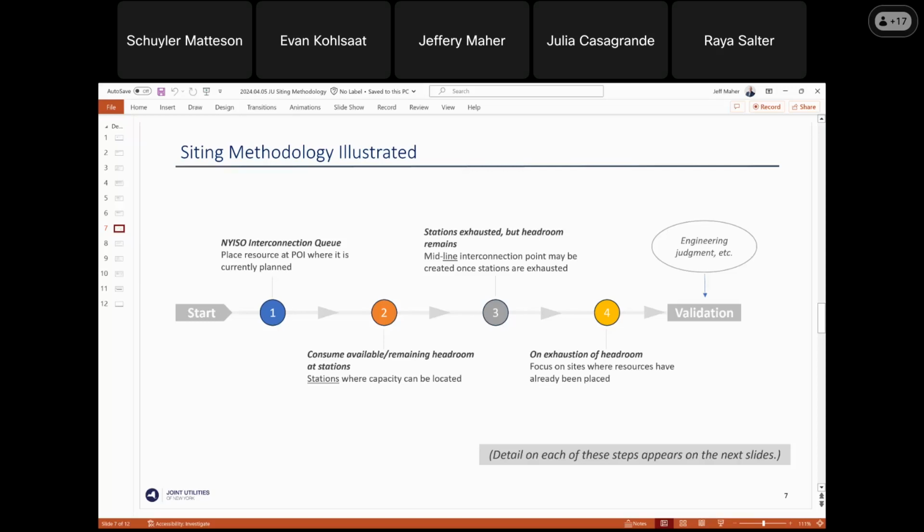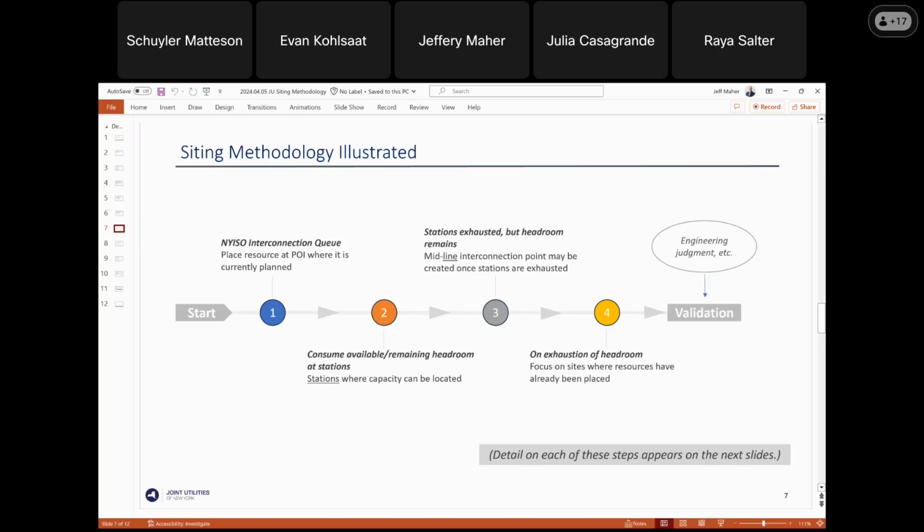Step 3 picks up once that electrical headroom has been exhausted, looking at stations in the area where we originally thought there may be headroom, but when we did the calculations, that didn't play out that way. So we think these stations may represent areas of the system where renewables are potentially able or more likely to connect. So we would move to those stations. Even though they don't have headroom, we still have to site these resources somewhere. As part of this step 3, we would also consider a connection to the middle of the line, not to the station, but to the lines around the station.